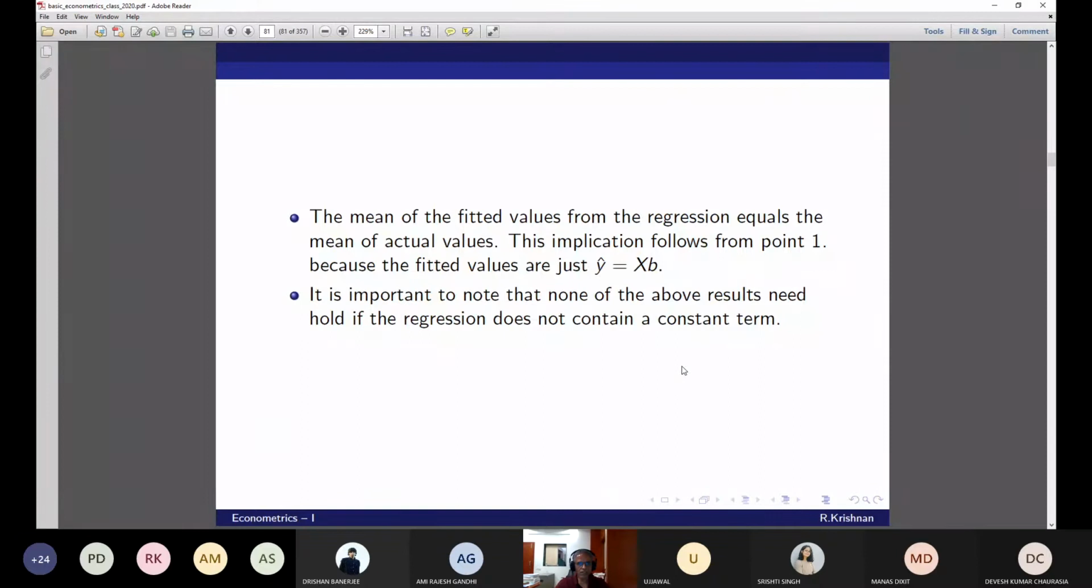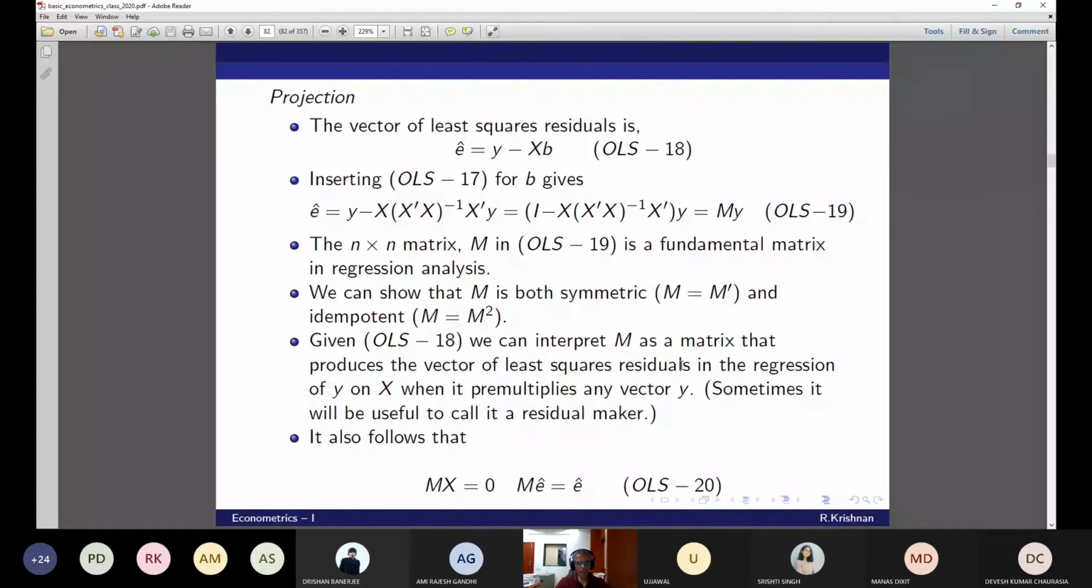Okay. Now we'll start today's lecture from here. Projection. What is this projection stuff? Putting it in a non-technical way, it is forecasting only. In the language of econometrics or time series, we are always interested in forecasting or projection or prediction. We will use these words interchangeably.